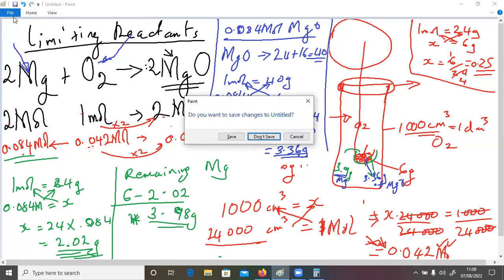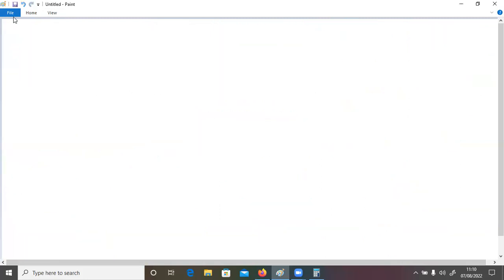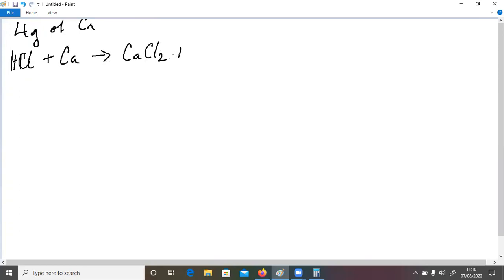Let's consider this other one, whereby we are reacting calcium with excess hydrochloric acid. We have 4 grams of calcium, and we want to react it with the HCl. So the equation is HCl plus calcium. Of course, this one will give us calcium chloride plus some hydrogen gas. Try to balance this equation.